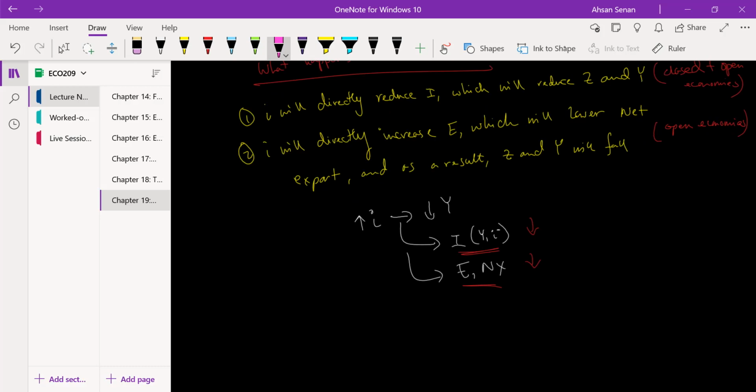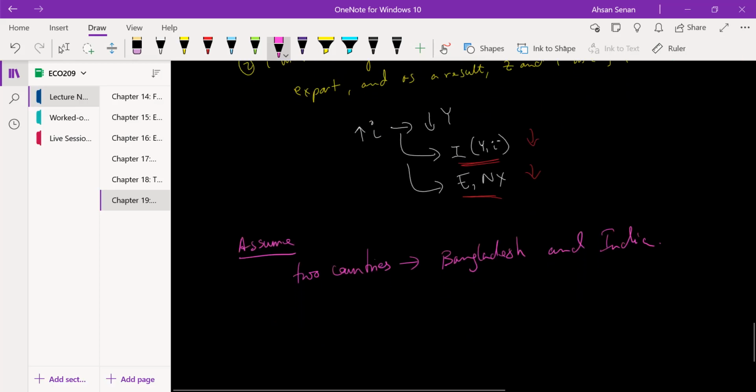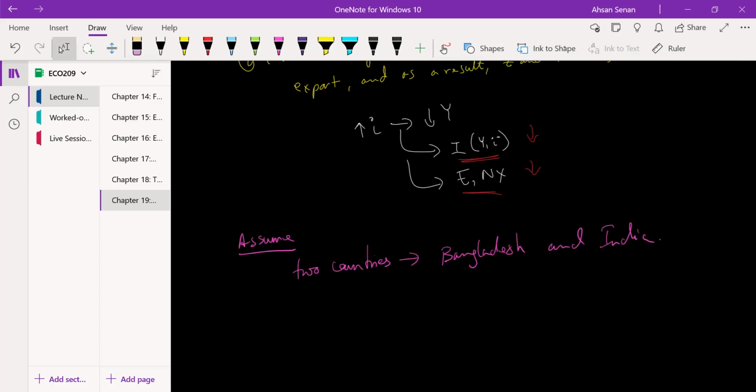So let me give you an example. Once again, let's assume for simplicity there are only two countries in the world. Let's say they are Bangladesh and India. Of course, Bangladesh and India trade together a lot. We're looking at the short run, so prices are not going to change. Of course there is an exchange rate and an interest rate and NX and all of that. And then Bangladesh implements, let's say, a contractionary monetary policy. So effectively, the interest rate in Bangladesh goes up.